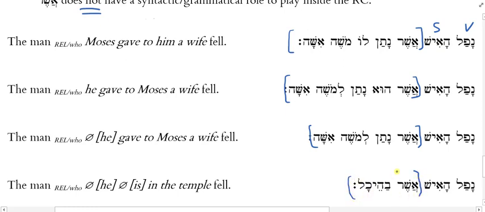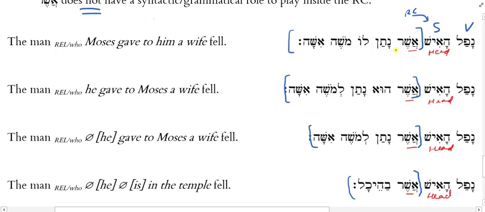All of these asher clauses are relative clauses modifying the man who is the subject of fell. So what about the man who fell? Well, remember, relative clauses modify some head noun, don't they? So in every case, Ha'ish is the head of the relative clause. Okay? What do we have introducing each relative clause? Well, we have the word asher, don't we? Because asher serves to introduce relative clauses. But that's the only thing it does.